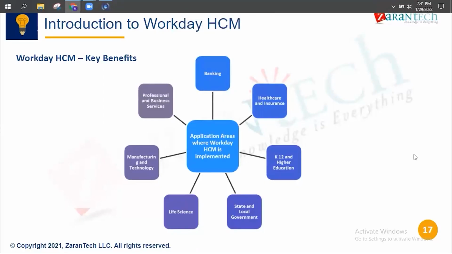Okay. Now, HCM key benefits. If you see here, you name any area or any sector of the business, they are using Workday. You talk about banking, they are using Workday. You talk about the health and care industry, using Workday. For education, local and state government, life sciences, manufacturing, professional service businesses, all of these sectors of the industry are using Workday. So Workday is not a specific organization-based application. Workday can be used for any kind of industry.